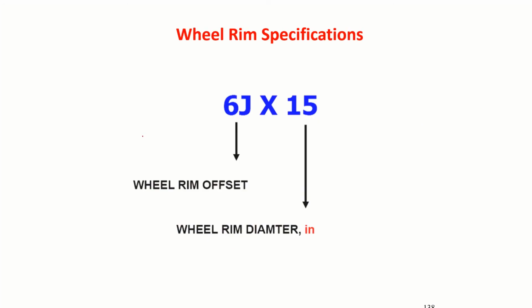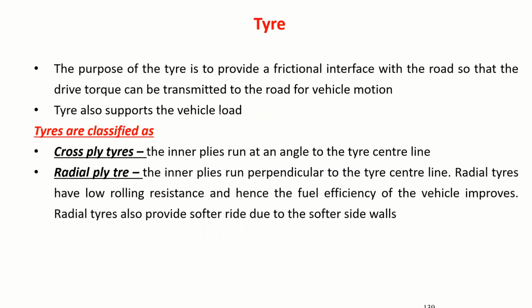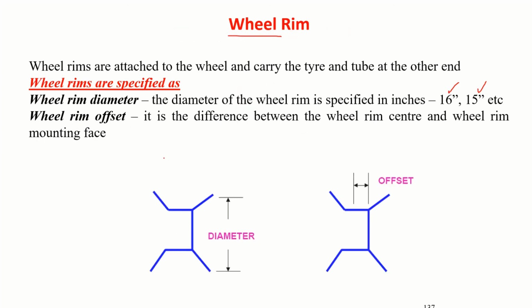I'll show you what it is. This is sometimes written 6J x 15. So wheel rim diameter is 15 inches, and wheel rim offset is 6 inches, like this. Then on this we mount your tire.